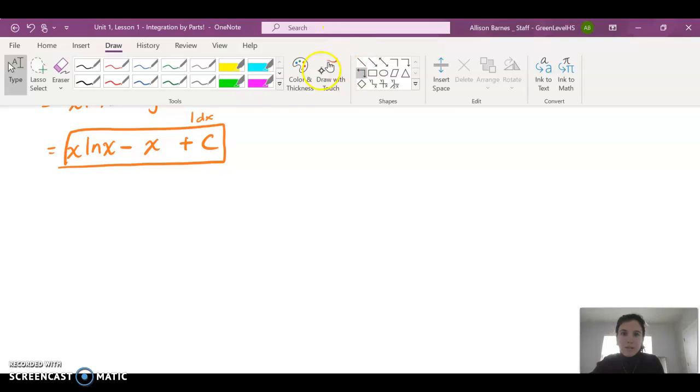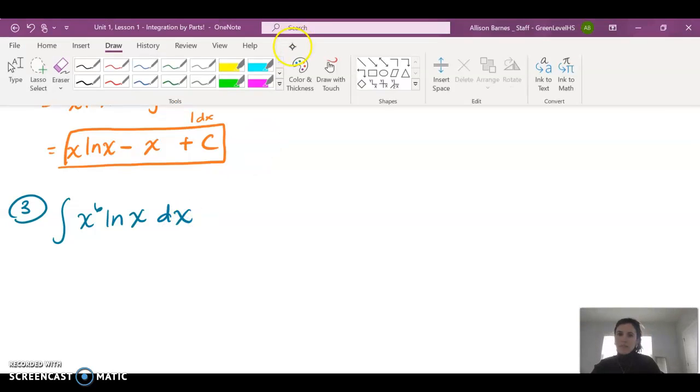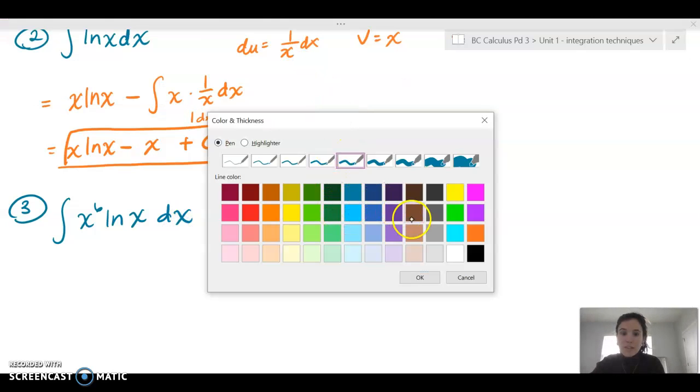Example 3. All right. Let me pull up my notes for the problem I wanted to do. Let's continue: the antiderivative of x to the 6th natural log of x dx. See if you can identify what your u and your dv are.